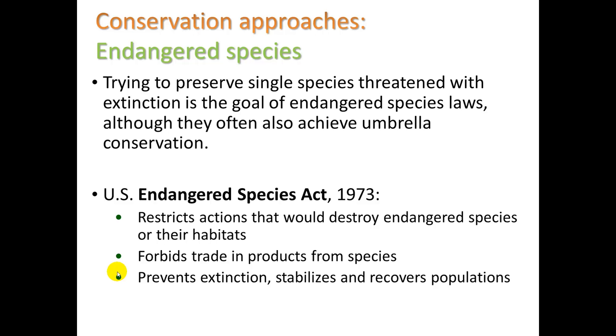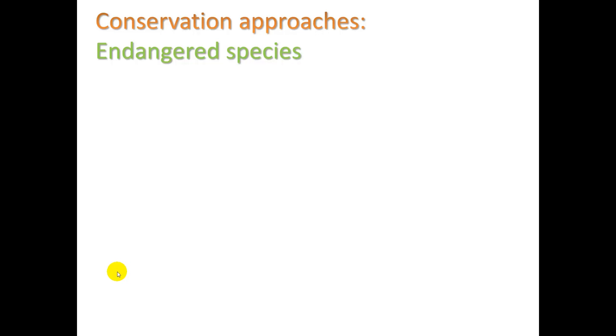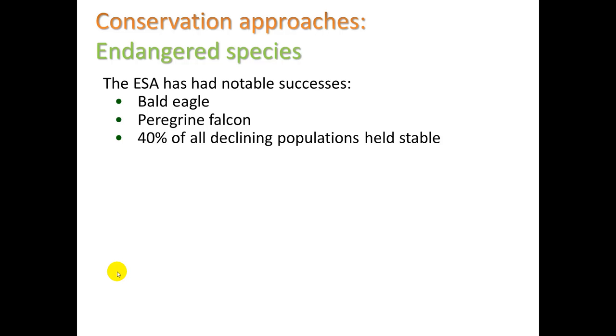The U.S. Endangered Species Act in 1973 is one of the most famous laws put into place to help try to conserve species. It restricts actions that would destroy endangered species or their habitats. And it forbids trade in products from species. It prevents extinction, stabilizes, and recovers populations. So who has it benefited? It's had notable success with the bald eagles, the peregrine falcons, and 40% of all declining populations have held stable. So it's been keeping those endangered populations, about half of them at least, from declining further.